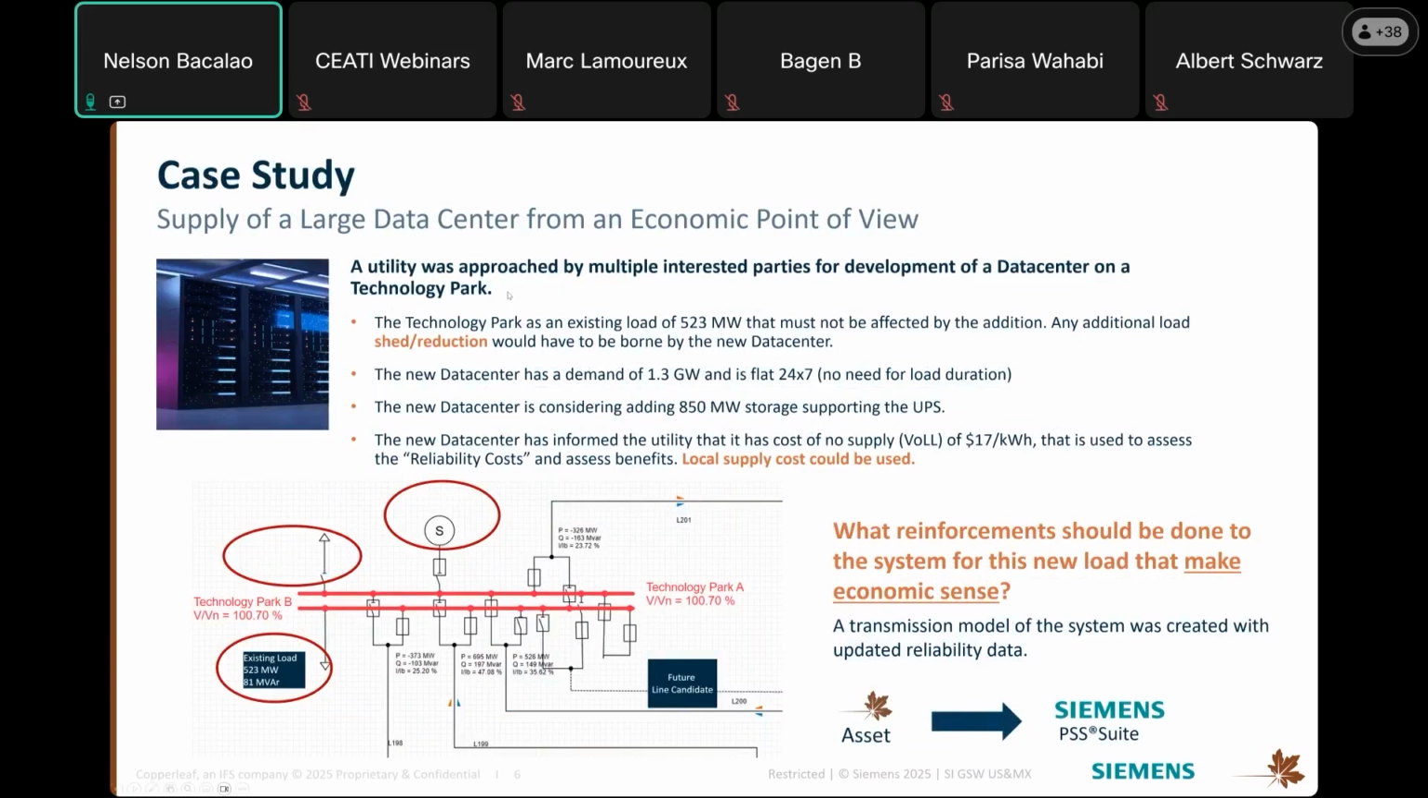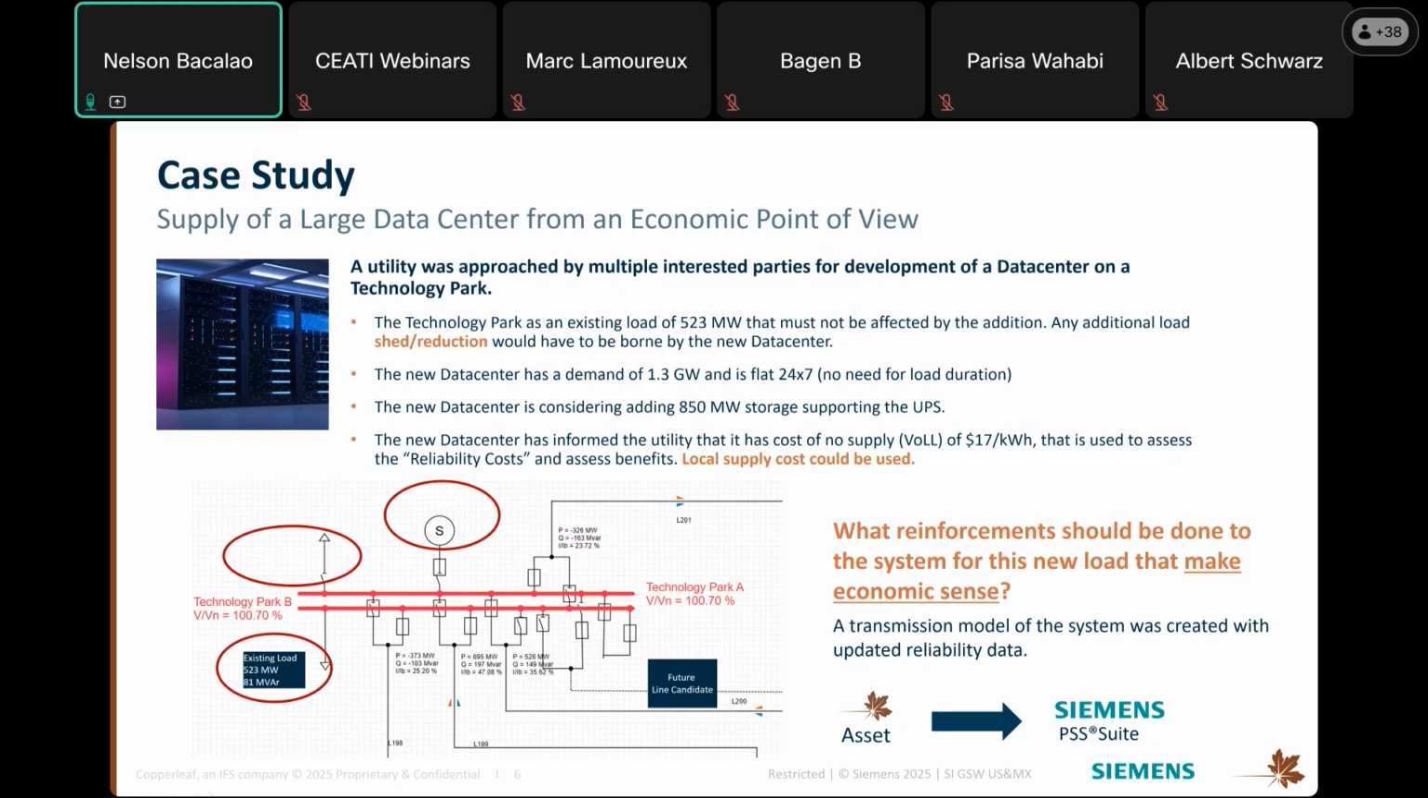So what is the situation? The utility had a technology park where they had about 523, call it 500 megawatts of generation that must not be affected by the addition of this new large data center, which is 1.3 gigawatts. And it's going to be modeled. The entire substation is basically flat load. So we don't need to worry about, in this case, what we call the load duration curve.